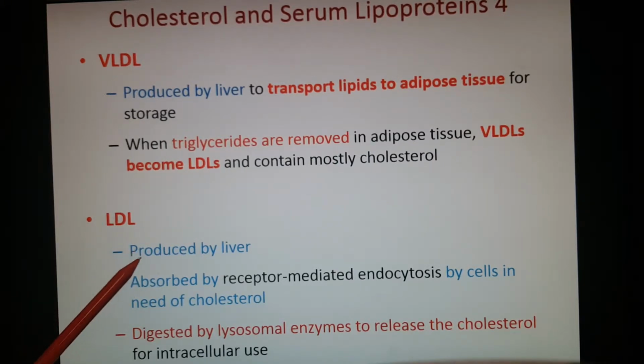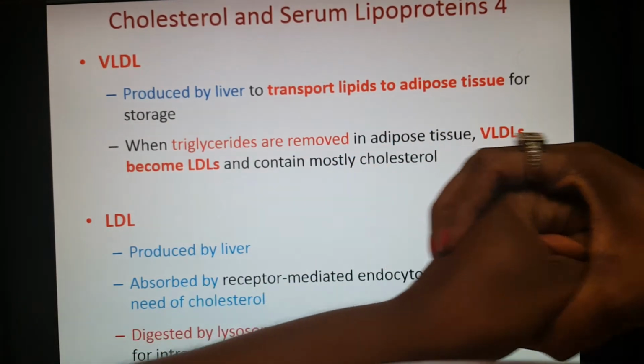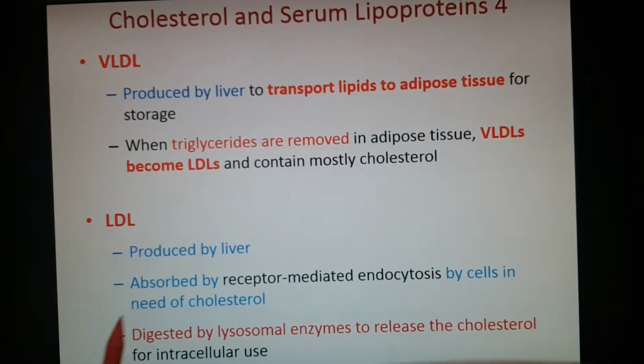These can also be produced by the liver. They are mostly a package for cholesterol. Once those LDLs circulate through the body, they can be absorbed by cells that need cholesterol. Once the LDLs are absorbed into the cells, they go through endocytosis, where the cell membrane wraps around the LDL and brings it into the cell, then lysosomal enzymes release the cholesterol, and the rest of the LDL package is broken apart.